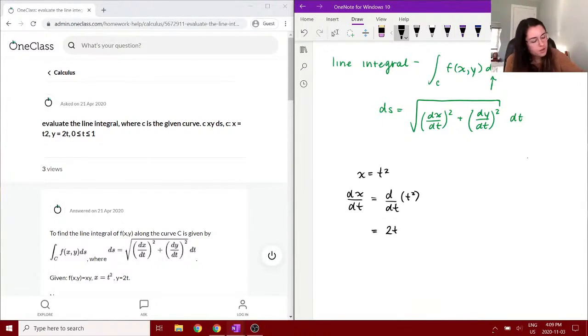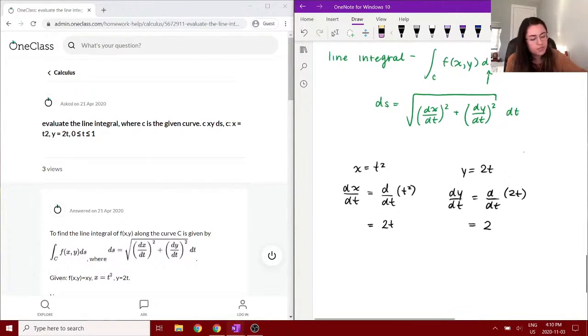And then we also have y equals 2t, and taking the derivative of each side, the derivative of y with respect to t is then just 2. That's taking the derivative of 2t on the right-hand side. Okay, so now that we have the derivatives here and here, we can sub that in to the full equation for the line integral.